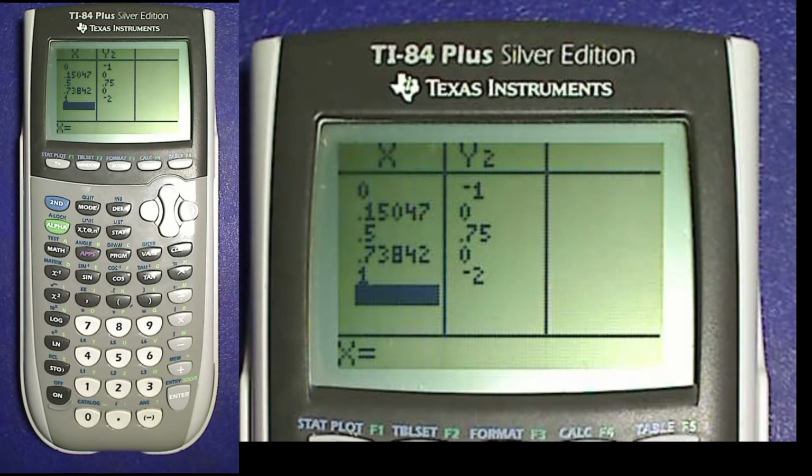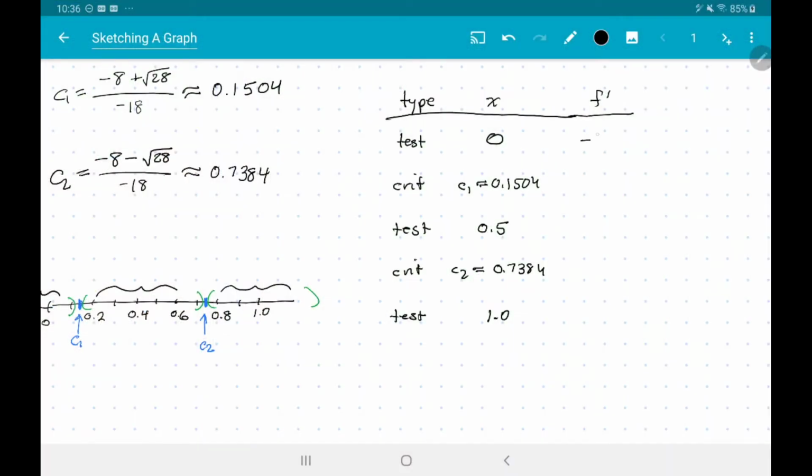The y values, that y2 column, remember, those are values of f prime. So I'm going to copy those into my table. So that one was negative 1. Next one gave 0. The next one gave 0.75. The next one gave 0. And finally, the last one gave negative 2. And again, I'm checking that those are 0. That's good.